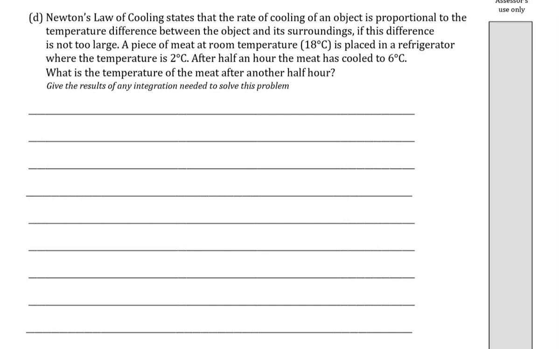Part D uses Newton's law of cooling, which is that the cooling of an object is proportional to the temperature difference between the object and its surroundings, if that difference isn't too large. We've got a piece of meat at room temperature, which is 18 degrees C, placed in a fridge, which is 2 degrees C. After half an hour, the meat has cooled to 6. We want to then work out the temperature of the meat after another half an hour.